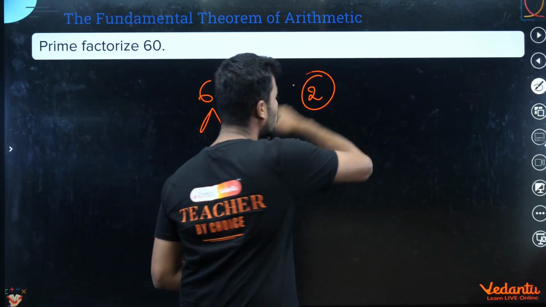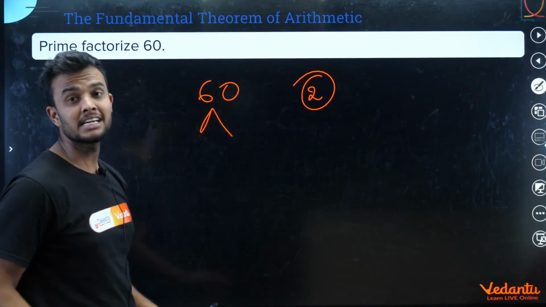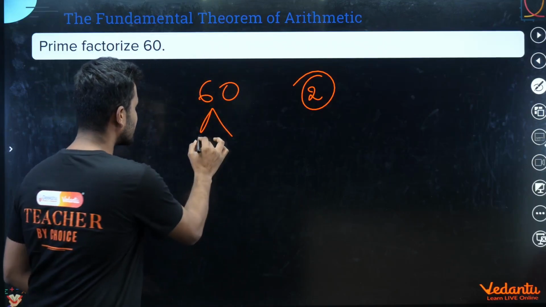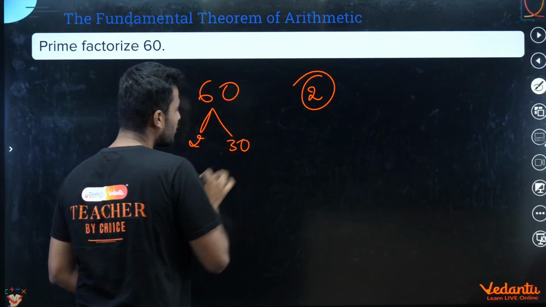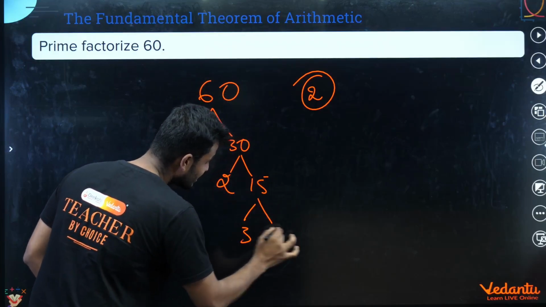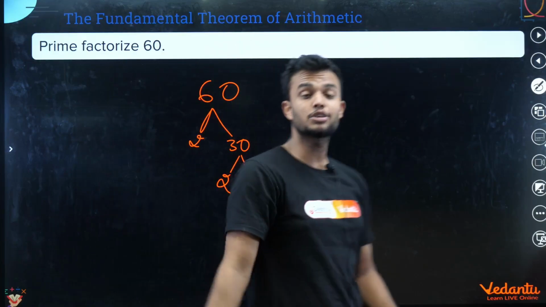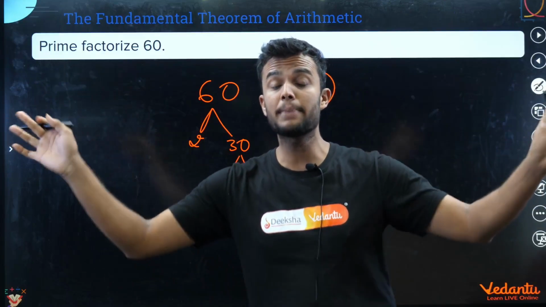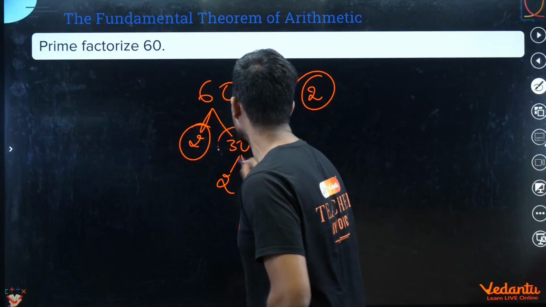Prime factorization or the prime tree is nothing but a division tree. Division, we are already familiar with, right? 60 is divided by 2 into 30, then 30 by 2 into 15, then 3 into 5. This is called a prime tree. In a tree, many branches are there, right? These are called branches.